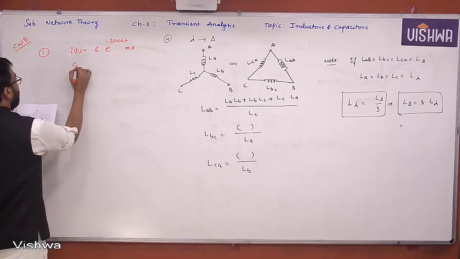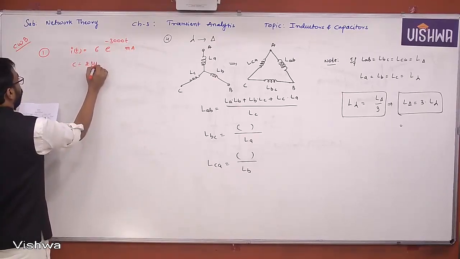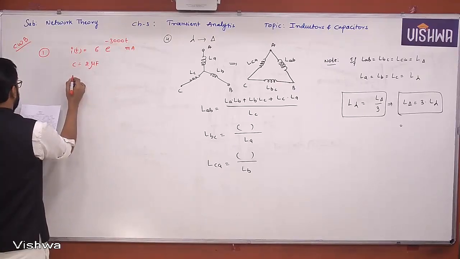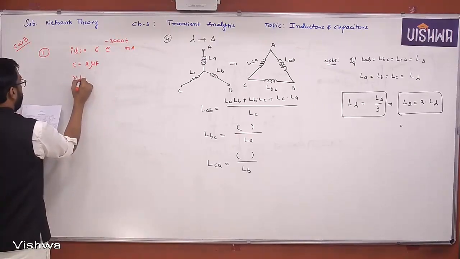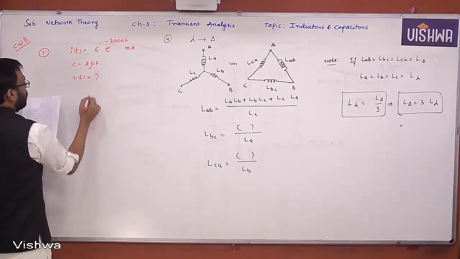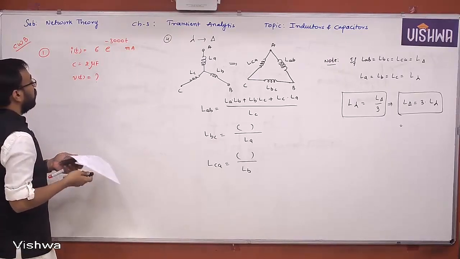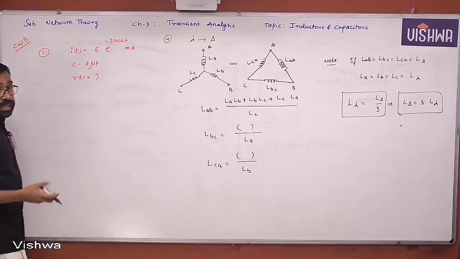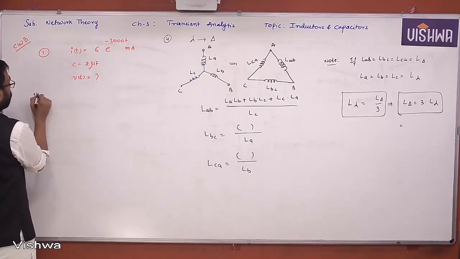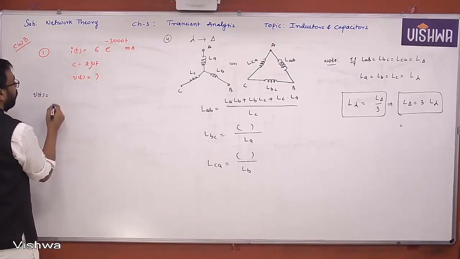And what is the capacitance value given? 2 microfarad. What is he expecting? He is asking for the voltage across the capacitor. That's it. It's a direct question. What is the relation between current and voltage in case of a capacitor? A simple one. I'm just directly solving it.